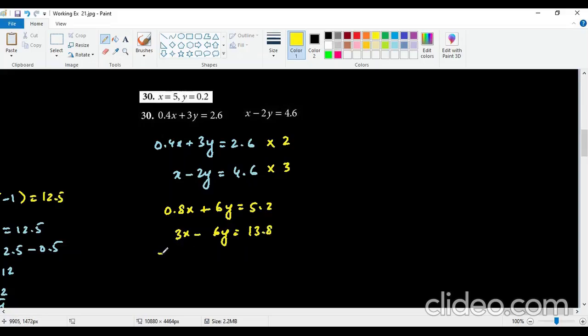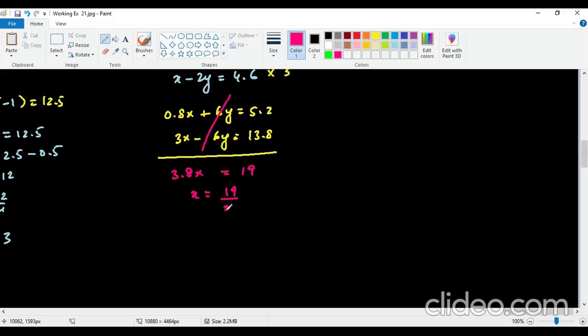Now this time I will change the sign of all. Plus 3x becomes minus 3x, and this one no need to change. They are already in a different sign. So 0.8 and plus 3 is going to give us 3.8x, and this is going to give us 19. That means x is 19 divided by 3.8. So this is going to give us the value of x as 5.